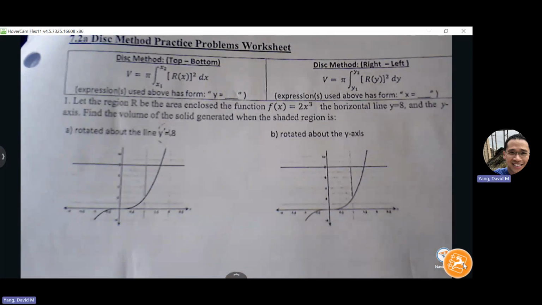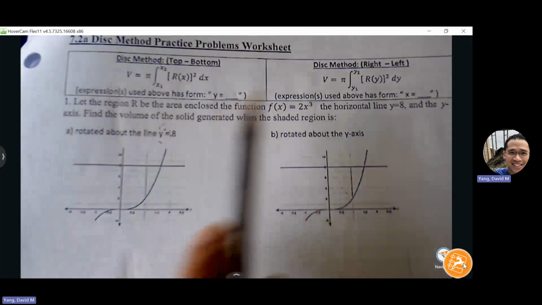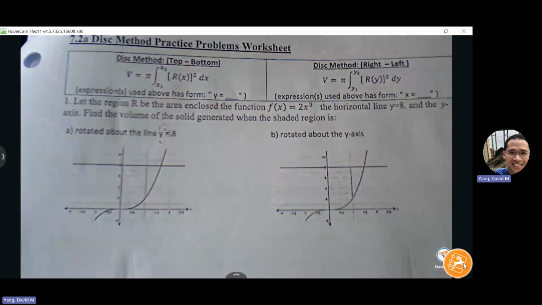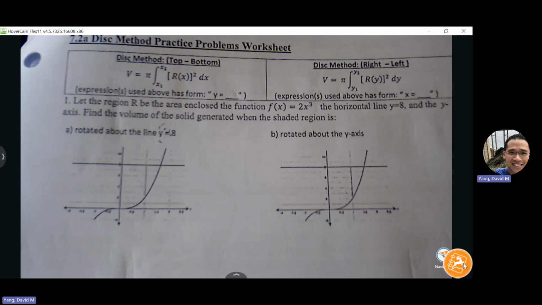So today we're just going to practice between top minus bottom and right minus left, and also looking to see why something is this method versus what we're going to see tomorrow with washer method.